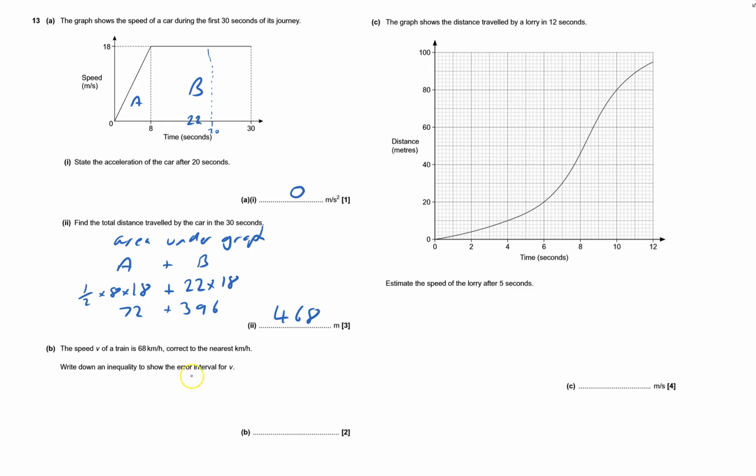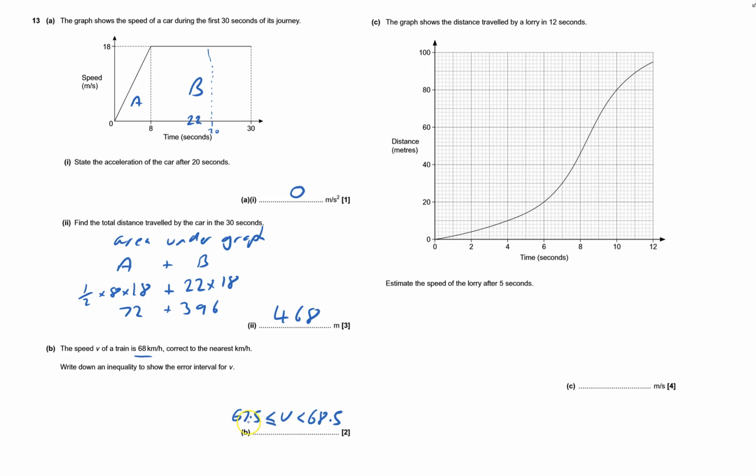Write down an inequality to show the error interval for V. So 68 is to the nearest kilometre, so it could be 68.5. Well, actually it couldn't be 68.5 because that would round up to 69. So the velocity has got to be less than 68.5. It could not equal 68.5. And beneath that, it could be 67.5, and it actually could equal 67.5. So we say that 67.5 is less than or equal to V.